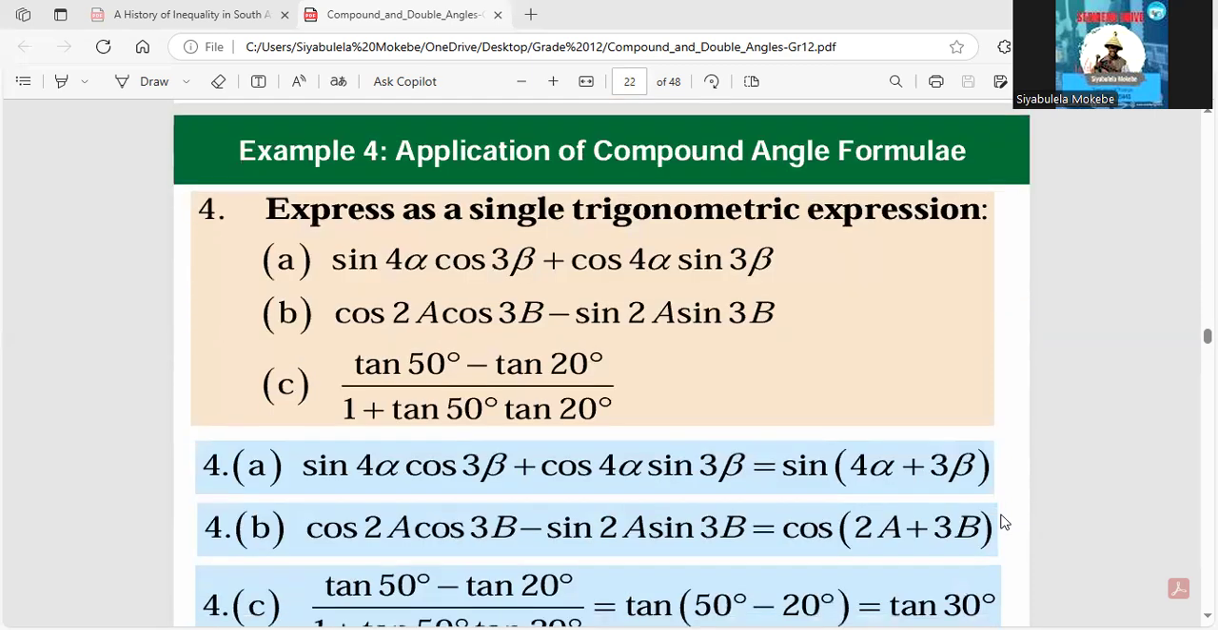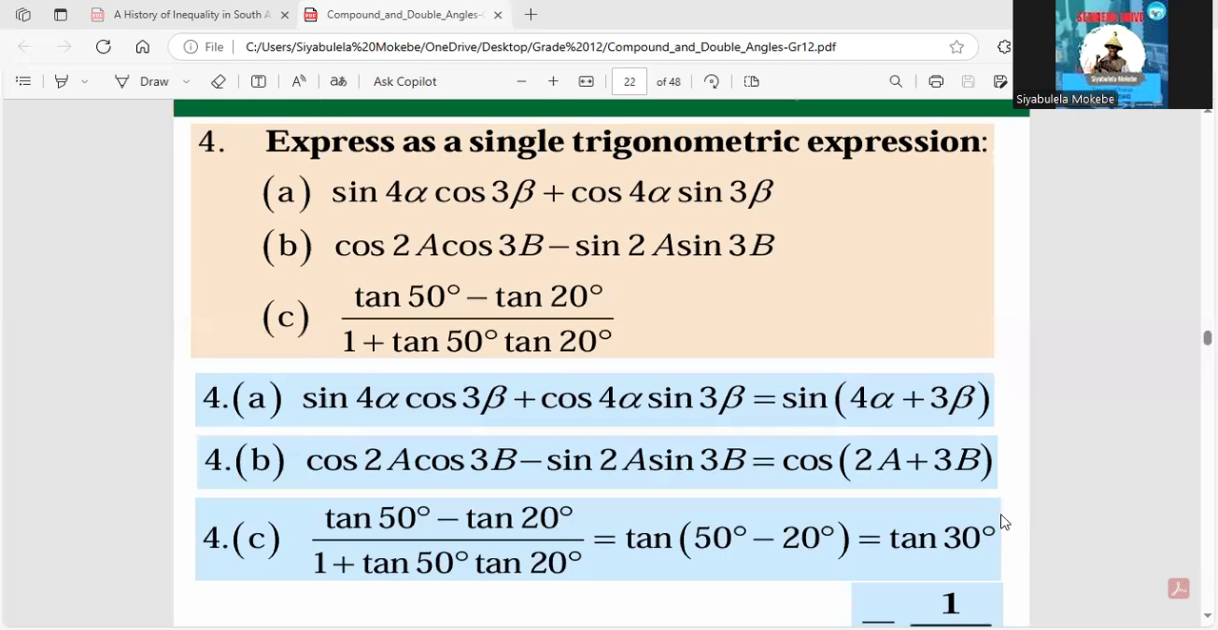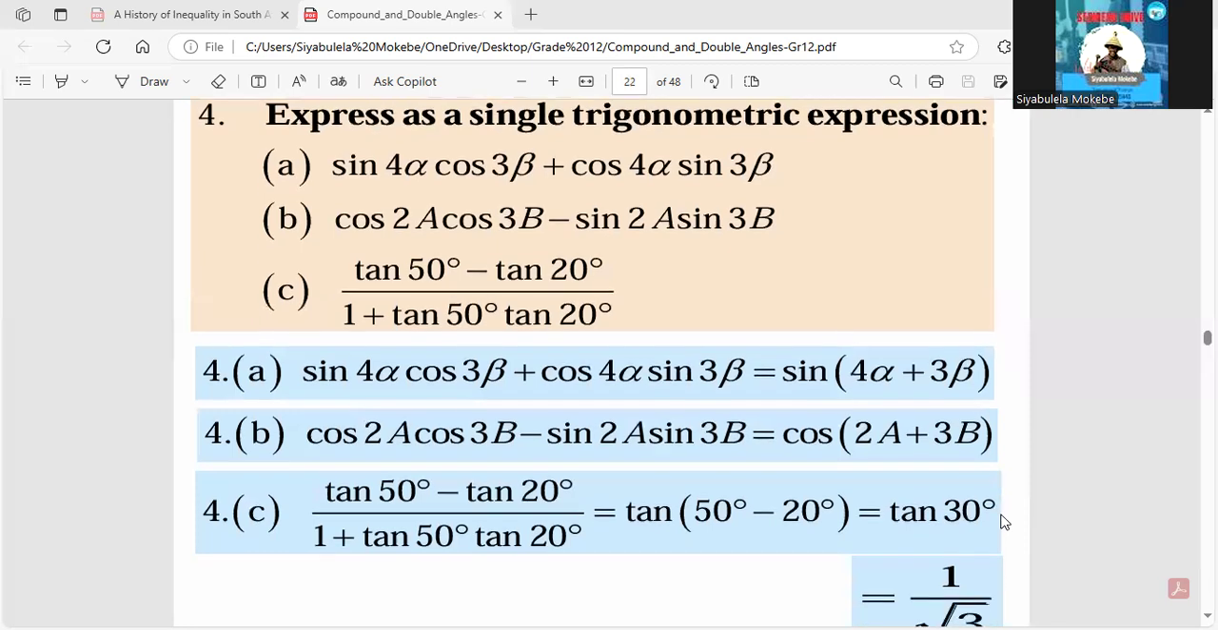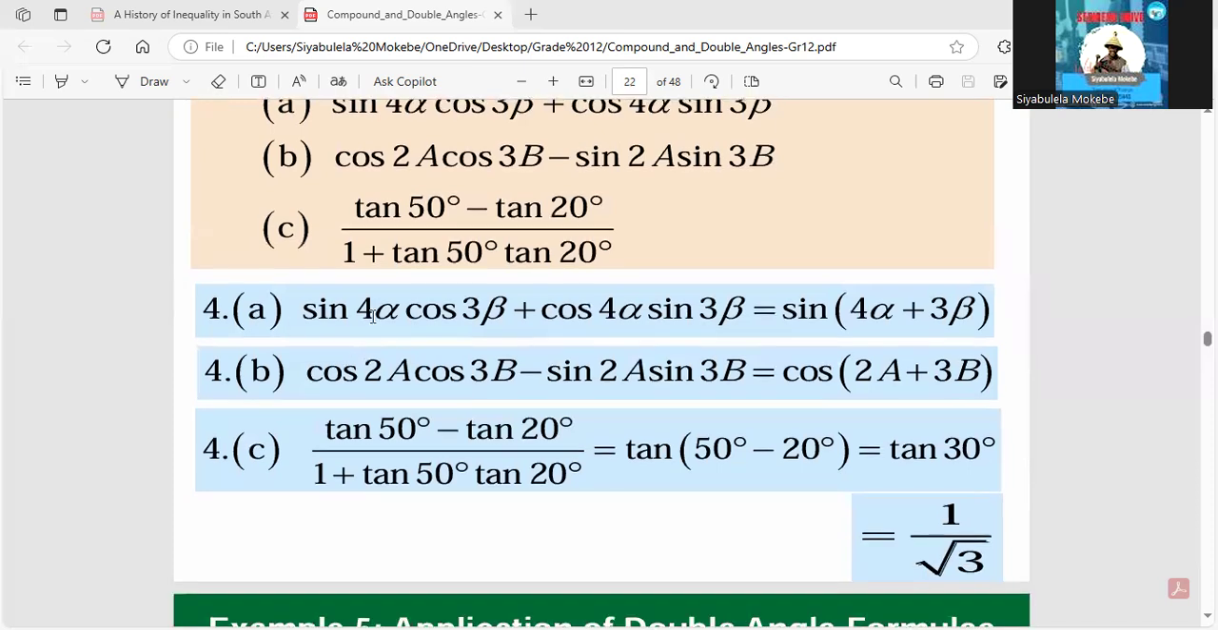Now, let's try this one. Express as a single trigonometric expression. A: we're given sine 4 alpha cos 3 beta plus cos 4 alpha sine 3 beta. This is just sine (4 alpha plus 3 beta). And B just gives us cos (2a plus 3b).